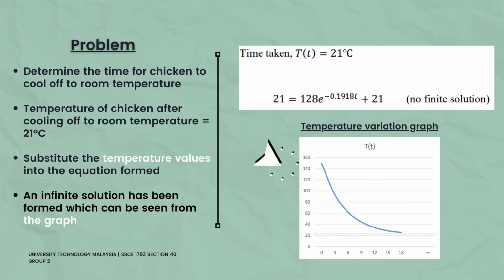Finally, to determine the time for the chicken to cool off to room temperature, substitute the temperature value into the equation, knowing that the temperature of the chicken after cooling off is 21 degrees Celsius. As a result, an infinite solution is formed and can be seen on the temperature variation graph here.